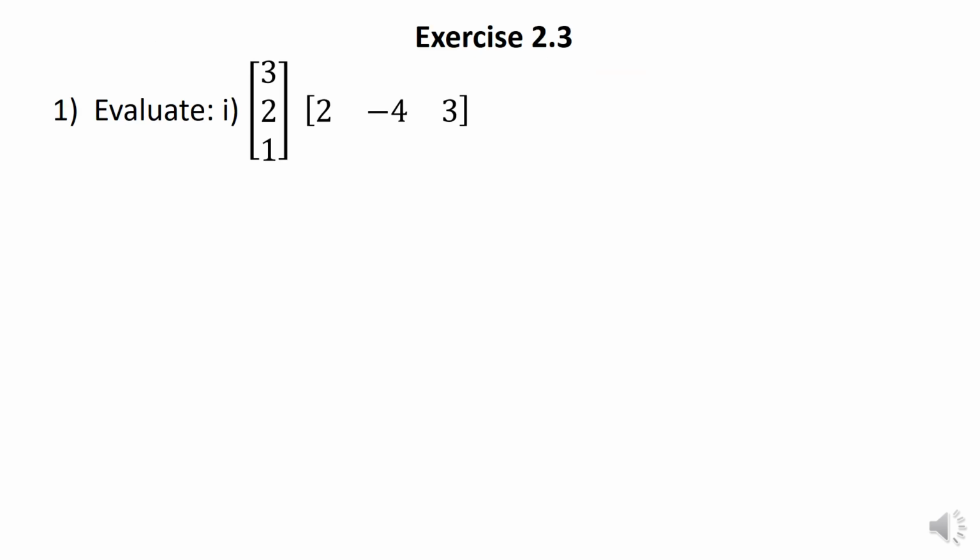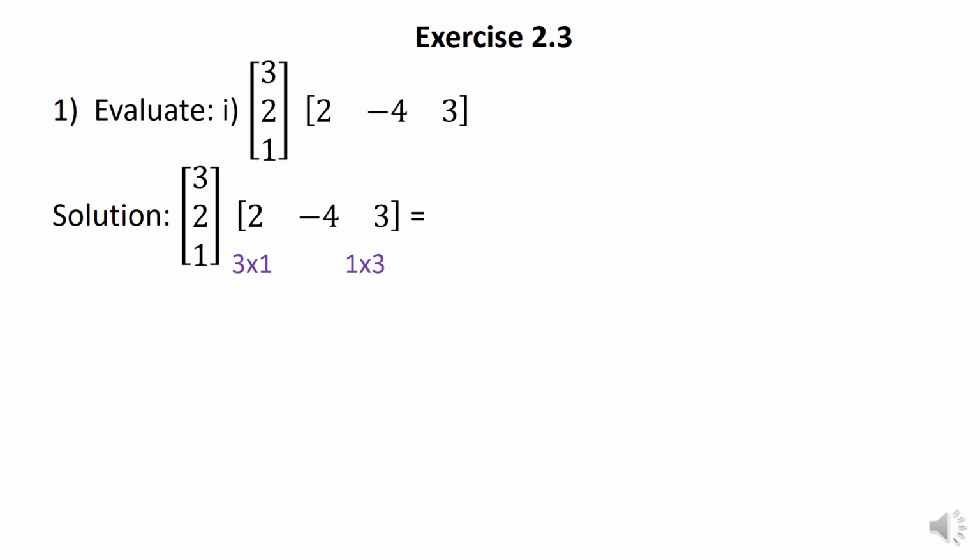Now we come to exercise 2.3. Let us see how to multiply matrices in our sums. In the first question, they have given us a column matrix into a row matrix. So let us see if it is possible to multiply them first. The order of the first matrix is 3 by 1. The order of the second matrix is 1 by 3. That means we can multiply them together.